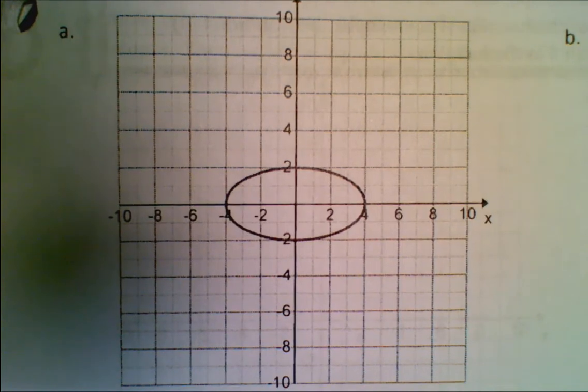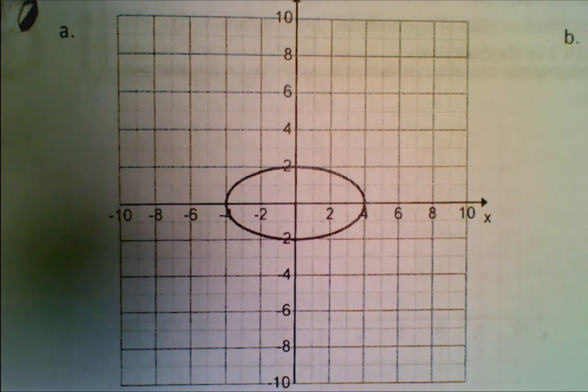All right, example 3 here. It says find the domain and range of each relation. Use the vertical line test to determine whether each graph is the graph of a function. So let's take a look at our graph here that is shown for example A.